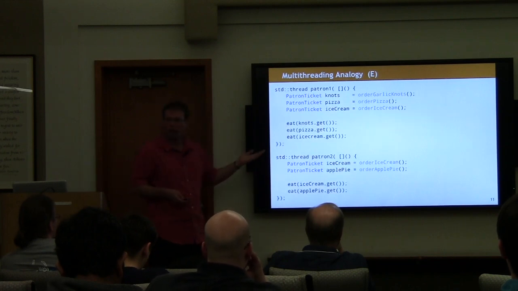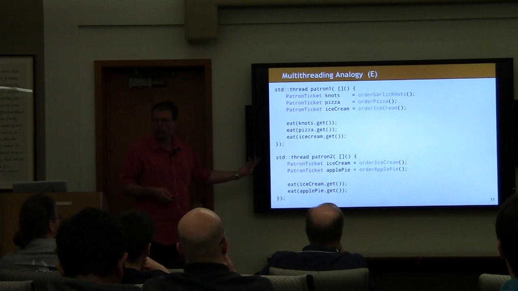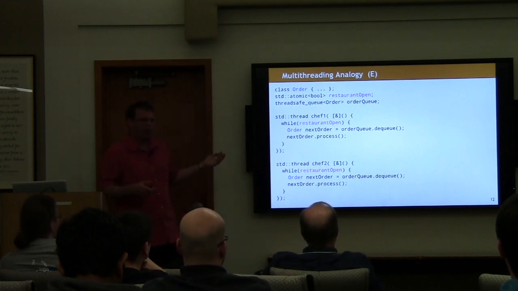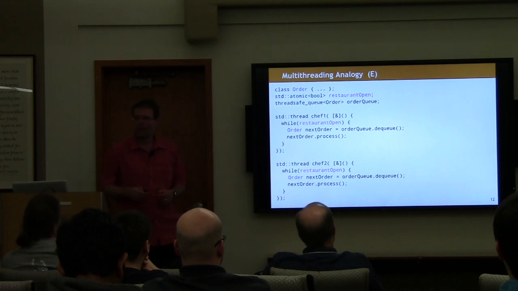I have some patrons that order some food and eat it. These aren't too bad. There's not a lot of explicit threading code in here. It's fairly readable. If I were looking at this during a code review, I wouldn't find much issue with this section of code. I have an implementation of some chefs that take orders off an order queue and fulfill those orders by simply processing them. And we covered in the last talk a good bit about how this can be improved and optimized, but this is a reasonable working example for our purposes.